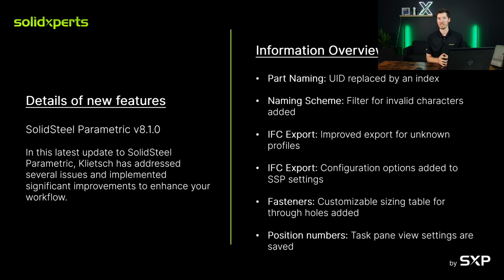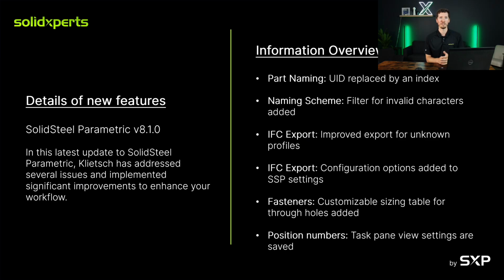Previously, every part and subassembly within a SolidSteel project was given an automated string of numbers and letters seemingly at random. But now that has been changed. It has been replaced with an indexed sequential numbering list. So every new part that you create in your SolidSteel project will have an index number in its name, being much easier to identify.